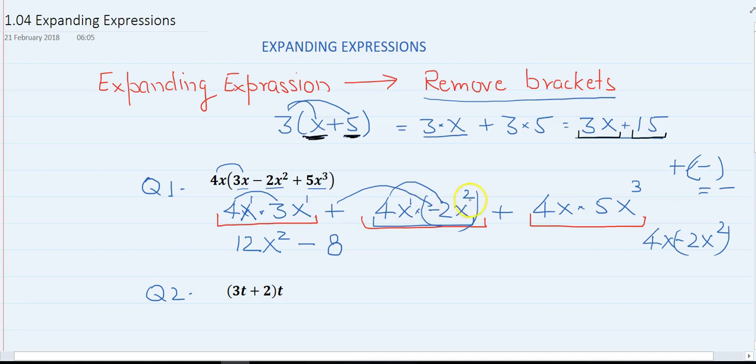Here we have x to the power 1 and x to the power 2. So x to the power 2 plus 1 will be 3. These are all positive signs. So plus, first we multiply 4 and 5. 4 times 5 is 20. And for x, the powers are 1 and 3. 3 plus 1 is 4. So the answer will be 12x square minus 8x cubed plus 20x to the power 4.